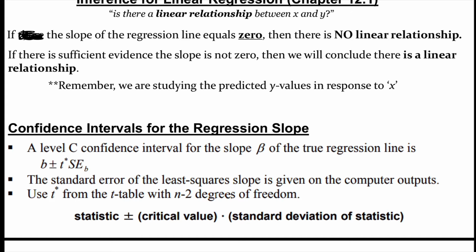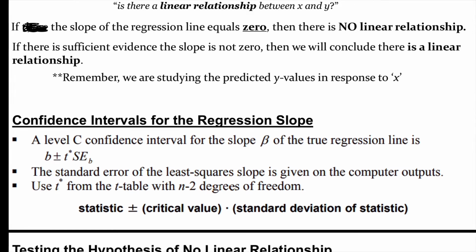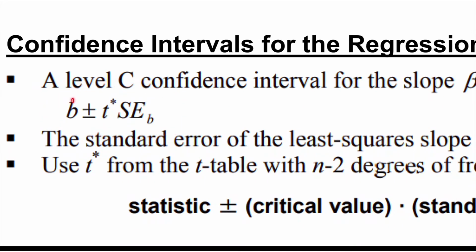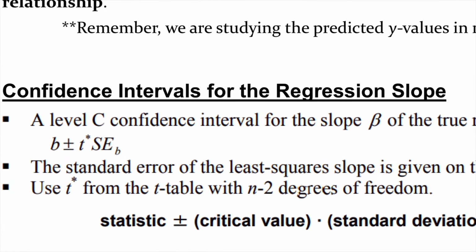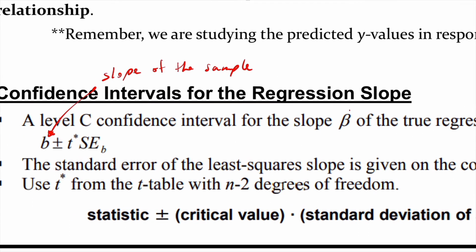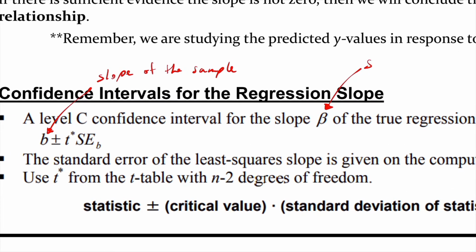Confidence intervals. Okay, so here is our formula for confidence intervals. We got a couple new letters. B, so let me label this. What is B? B is the slope of the sample. It's like the p hat, the x bar. It's the slope of the sample. Capital B, or capital beta, it's really capital B with a little tail. It's a Greek letter beta. That is the slope of the population. Okay, we're trying to predict that.